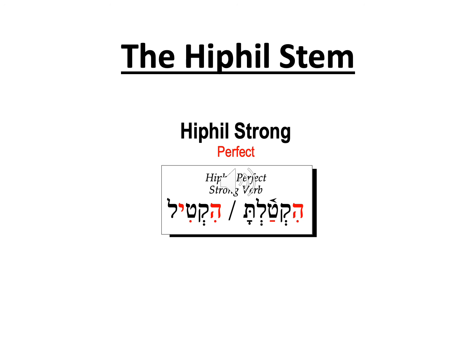eliminates the heroic yod and instead has a patah. Now you may be looking at this and slightly panicked because that looks very similar to Niphal, except a Niphal starts with a nun. That's why it's called Niphal. This is a Hiphil, so it starts with a he and a hireq. That's what sets it apart from the other strong perfect verbs in other stems.